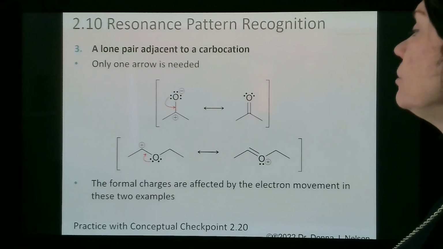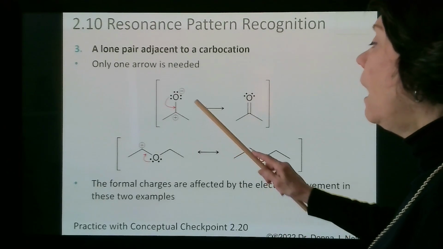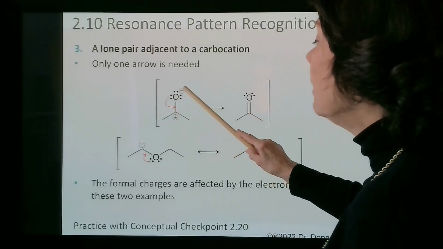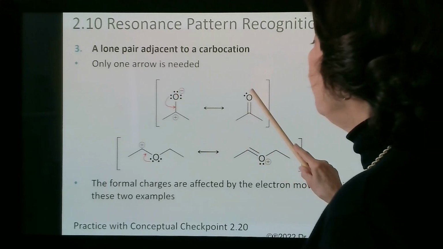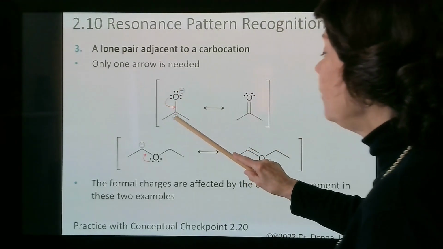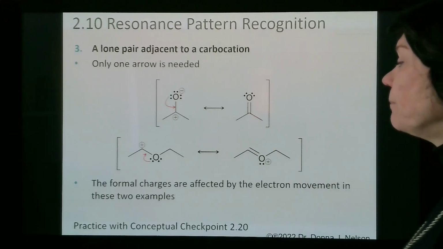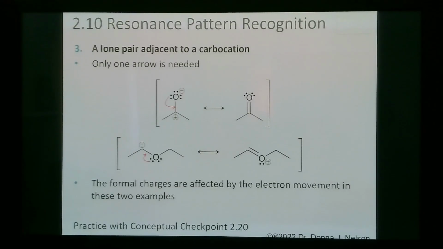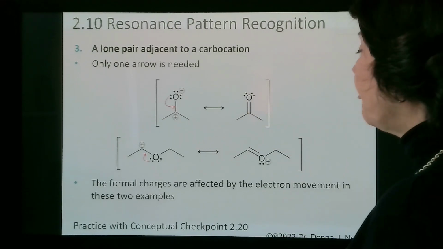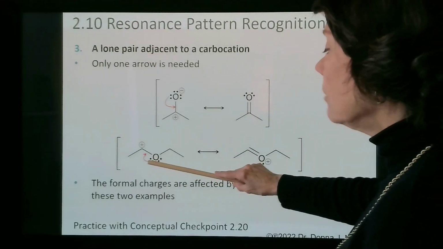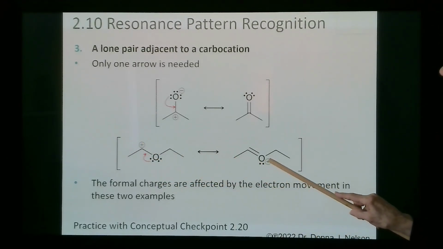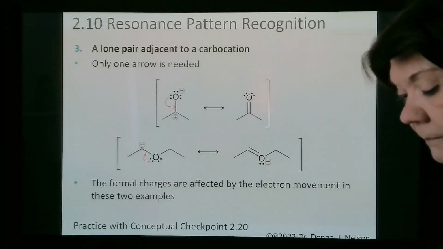A lone pair adjacent to a carbocation, only one arrow is needed. So this pair of electrons moves in, the negative charge is removed from oxygen, and when this moves in, it satisfies the positive charge on carbon. Same thing down here. The formal charges are affected by the electron movement in these two examples, as you can see. So here, the pair of electrons on oxygen moves in, satisfies that positive charge, but when oxygen donates the lone pair, it bears a positive charge now.